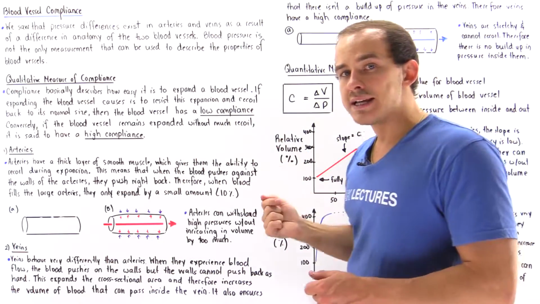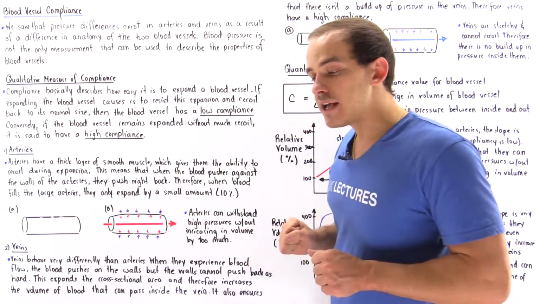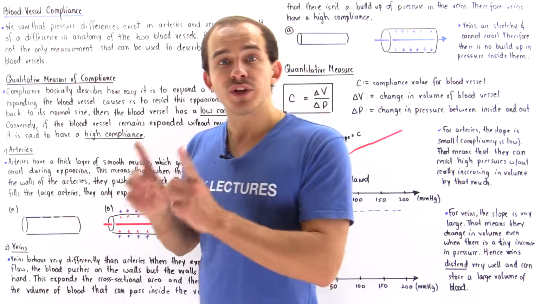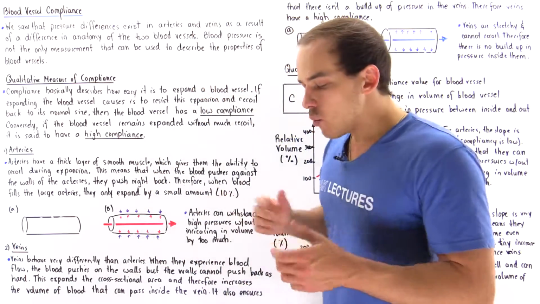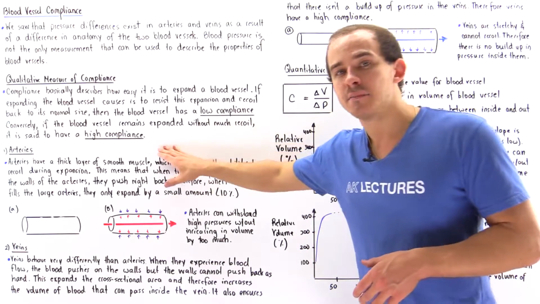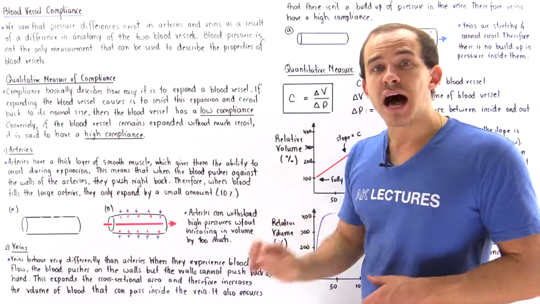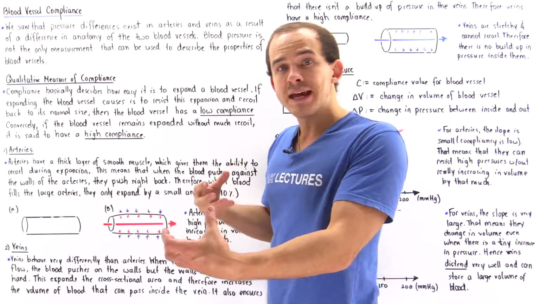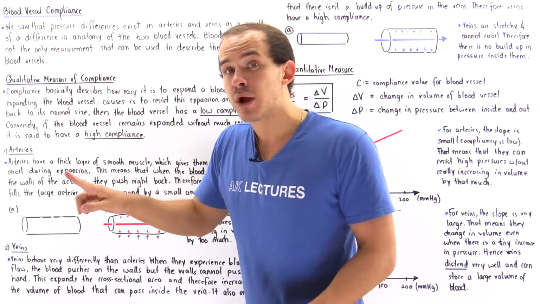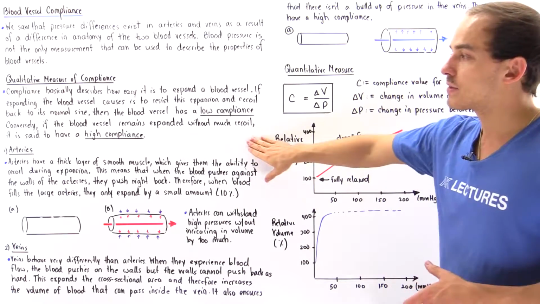On the other hand, if by trying to expand that blood vessel, the blood vessel remains in that expanded state and doesn't recoil back into place, well, in this case, we say the blood vessel has a high compliance. So high compliance means we have to apply a low pressure to expand it, but low compliance means we have to apply a high pressure to expand it even by a tiny amount.